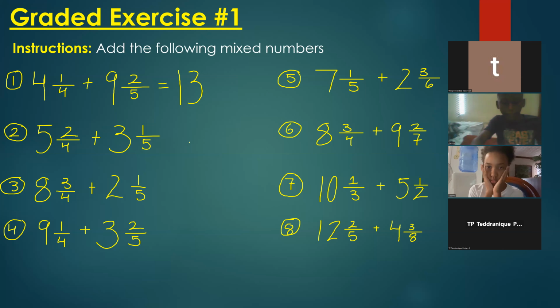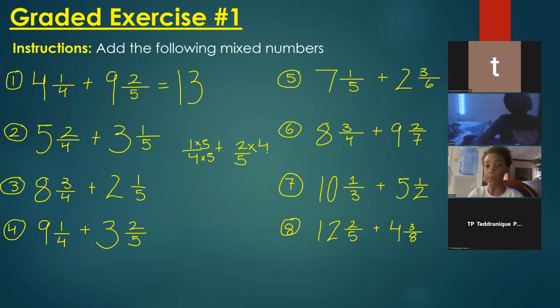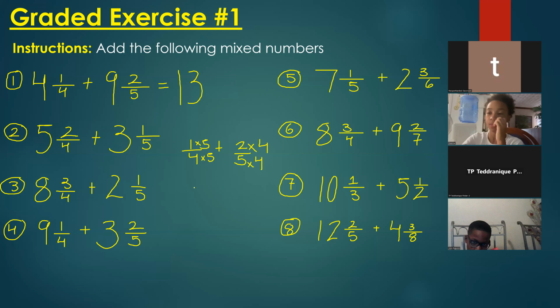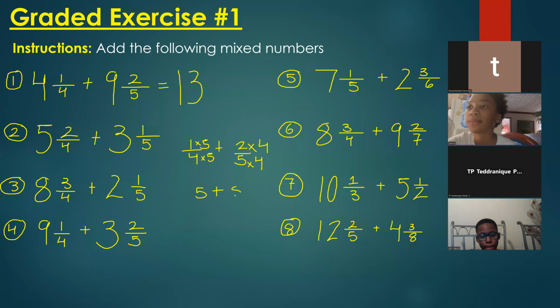When you do your fraction, right? You have 1 over 4 plus 2 over 5. You multiply the 4 by what? By 5. Multiply the 1 by what? By 5, right? Multiply the 2 by 4 and multiply the 5 by 4. 1 times 5 is what? DeAndre. 1 times 5 is 5. 2 times 4 is what? 8 over 20.